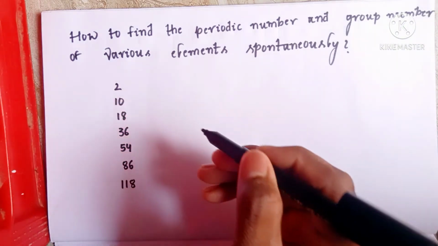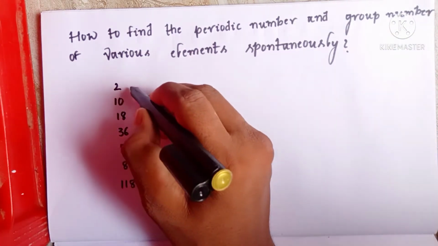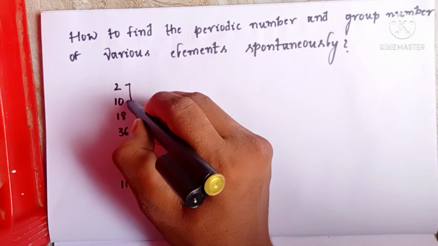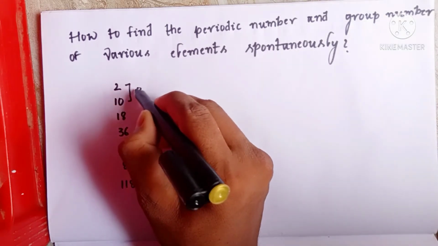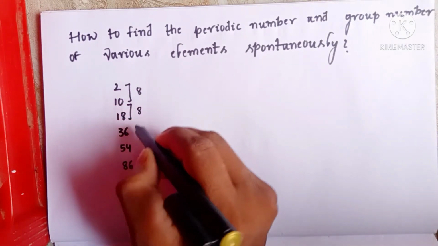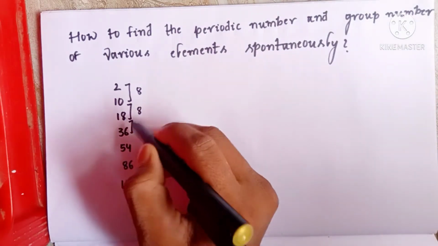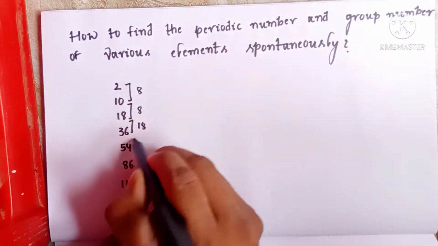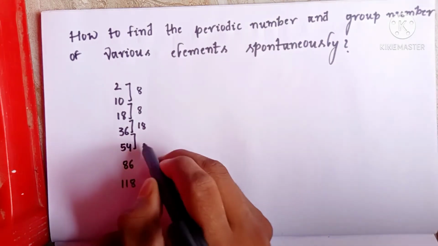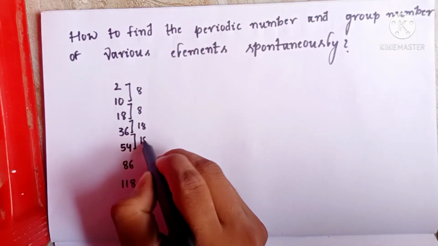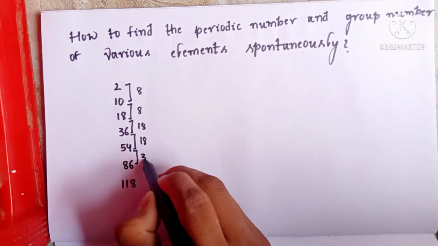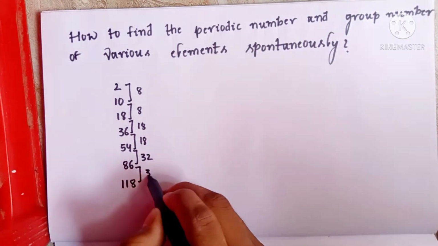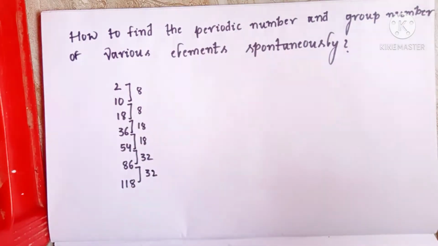And to remember this order, you please remember the differences. The difference between the first two numbers is 8, and between the second and third numbers is 8, and between the third and fourth is 18, and the difference between the fourth and fifth is 18, and then 32, 32. These were the differences between these numbers, friends. Now let us take an example and find the period number.